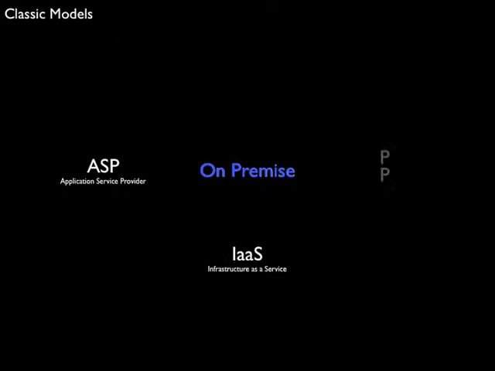First, we are going to be exploring a series of classic models, basic approaches that have been offered in the industry for a few years in varying degrees. In this section, we'll be covering approaches including on-premise, application service provider, infrastructure as a service, platform as a service, and software as a service.